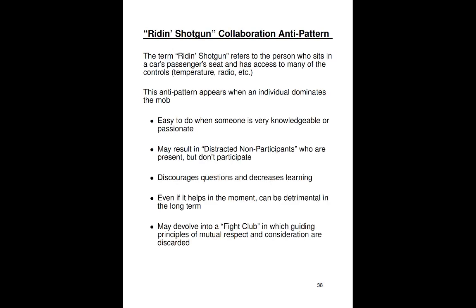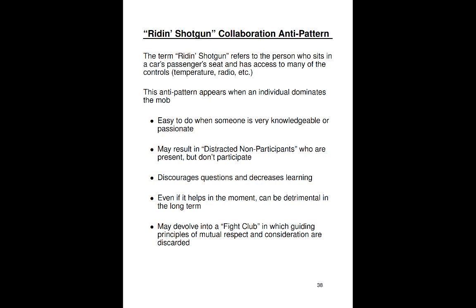There's a collaboration anti-pattern called ride and shotgun. If you're not familiar with this term, riding shotgun refers to the person who sits in a car's passenger seat. They have access to many of the controls of the car. They can change the temperature, they can adjust the radio, but they are not driving. In mob programming, a mobber is riding shotgun when an individual dominates the mob. It's almost always a navigator type. It's very easy for someone to be riding shotgun when they know a lot or are very passionate about what the mob is doing, and so they dominate and their voice is heard more than others.